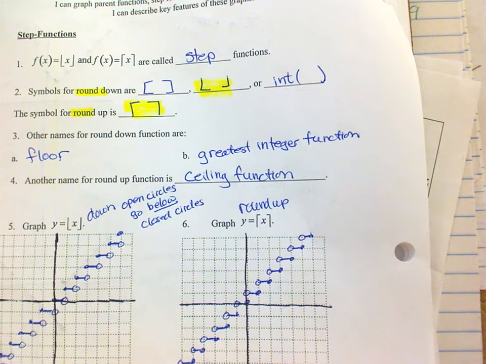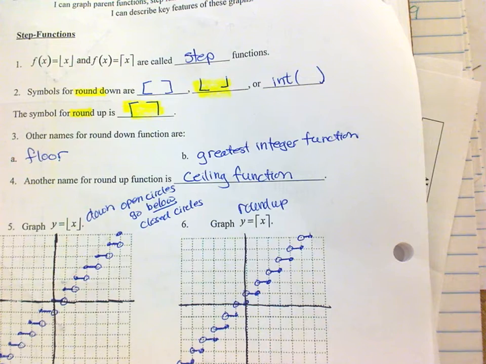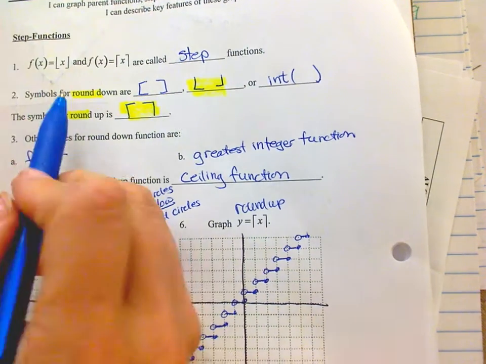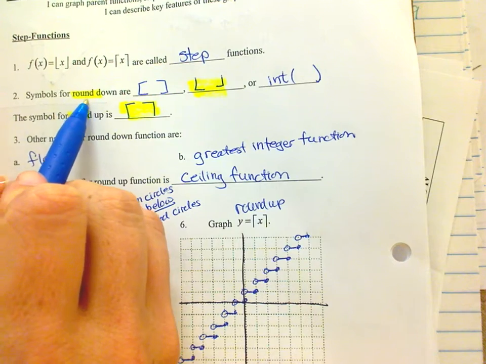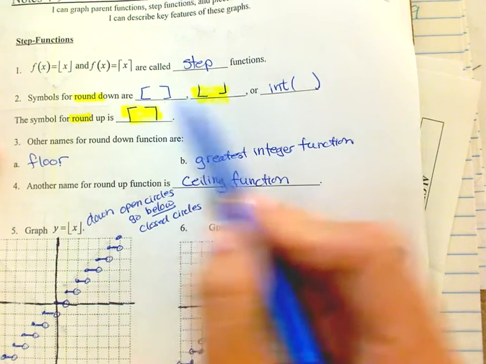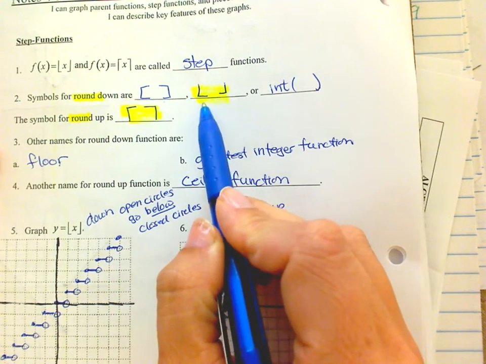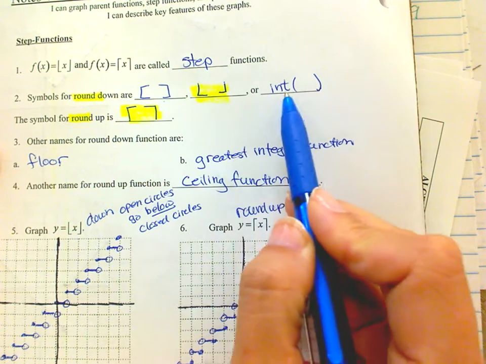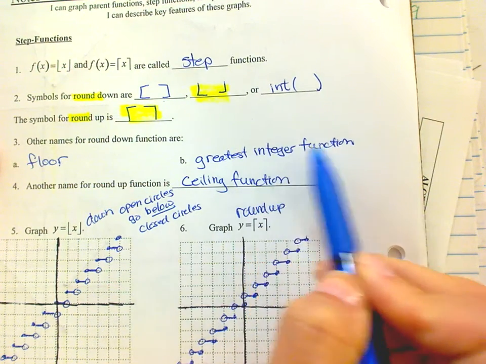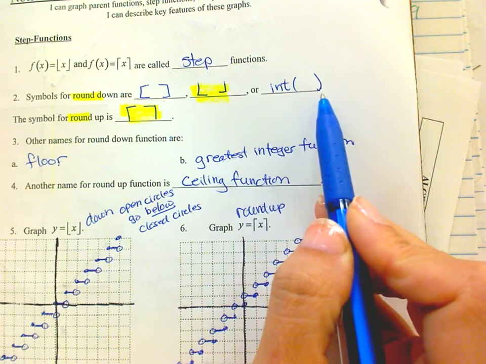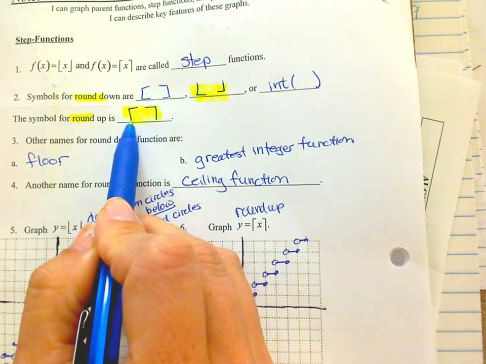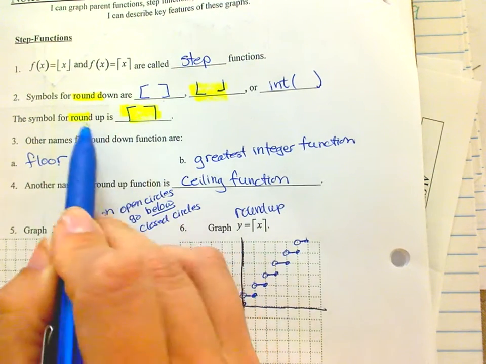4-9, we start to talk about step functions. You've done step functions your freshman year in algebra, so they should look somewhat familiar. They're really not complicated, so don't freak out. We can do this. If you see the round down symbols of your brackets, this one here I highlighted because that's what we're going to see the most, or int. That stands for greatest integer function. That means you're going to round down. If you see these brackets here where it's just the top line, that means you're going to round up.